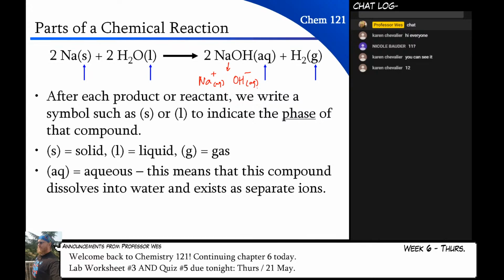If we wanted to indicate that the ions didn't form, so this stayed NaOH, it was just solid and it didn't split up, then what we would do is put this after it. So whenever you see AQ, you should think, is that an ionic compound? Because if it is, it will dissociate into ions. If it's a covalent compound, it doesn't dissociate, such as CO2, but it can still interact with water and be dissolved in it. So you'll see AQ quite a bit over the course of the quarter. We're actually going to do a lab that specifically has AQ in it.